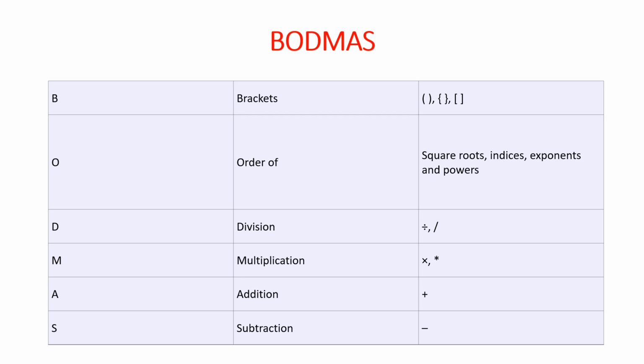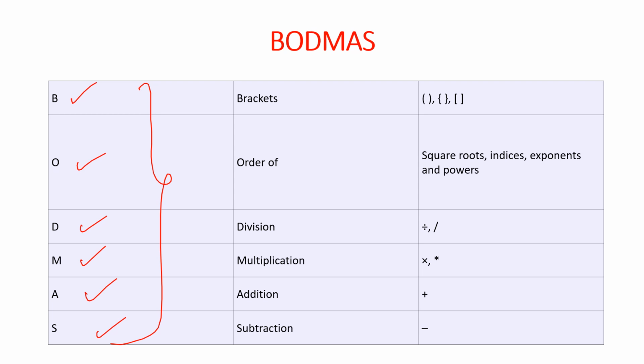BODMAS rule. We have one rule within BODMAS. So what is the rule? We have to follow this sequence: B, O, D, M, A, S. While solving any simplification problem in arithmetic, we have to follow these steps so that we can achieve the right answer, or else we can get the wrong answer.